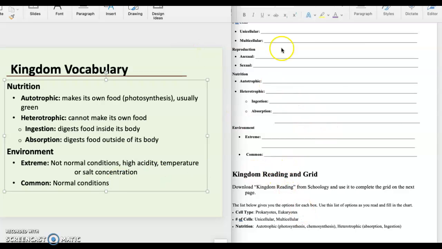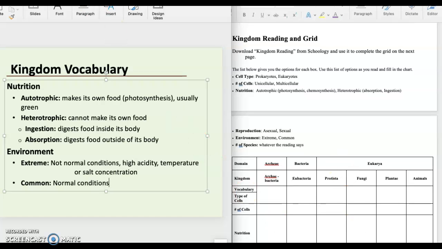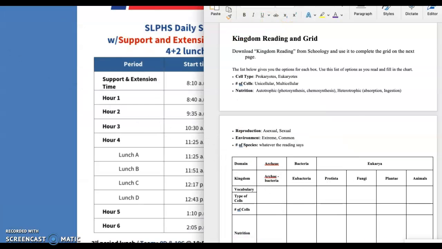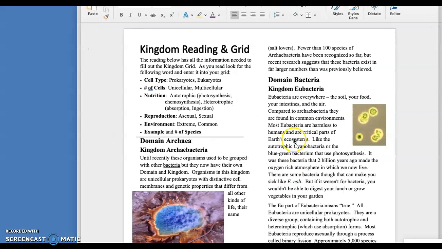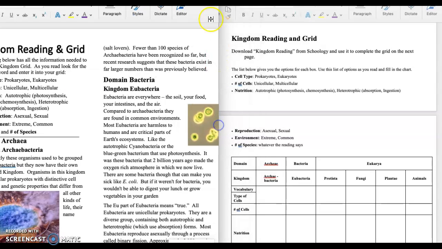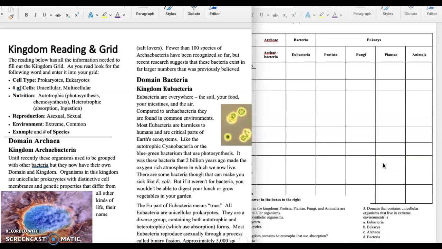Okay, so once you have all of that written in, what we're going to look at is a reading called the Kingdom Reading and Grid. And as you do the reading, I would like you to fill in this chart. There it is. On this reading, what you see is kind of a copy of what we see on our assignment for now. What we're looking at is the type of cells, number of cells, nutrition, reproduction, environment, and an example. So we're going to fill in this whole thing using what we see here.